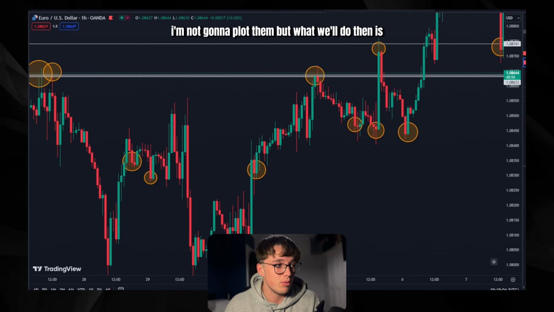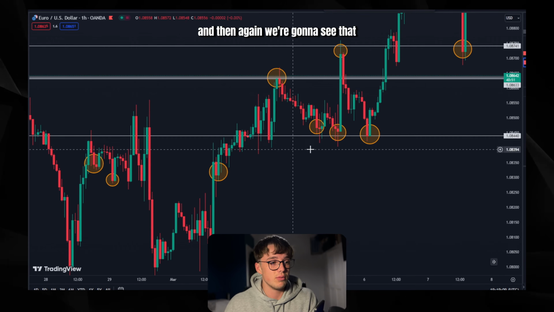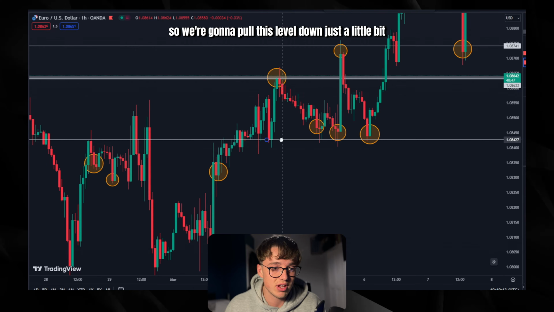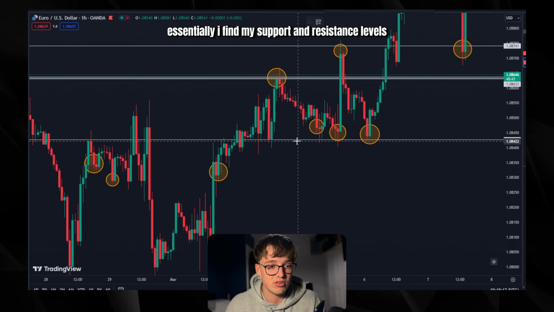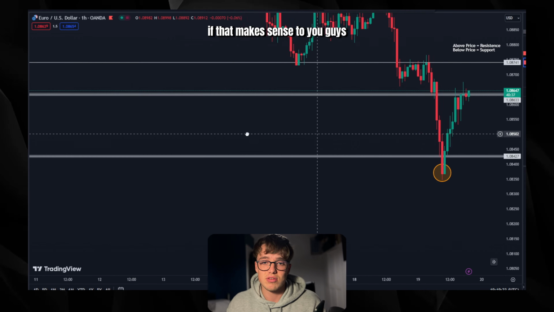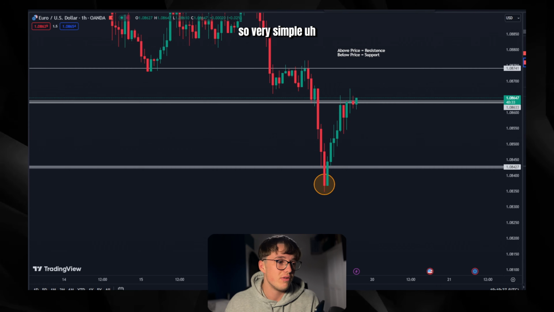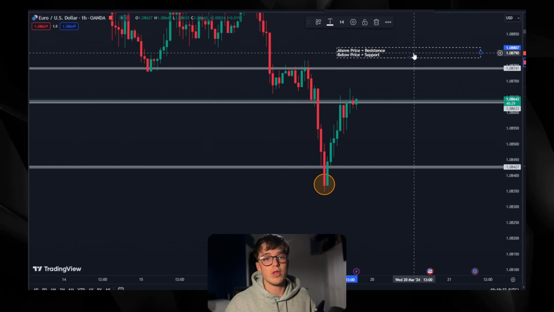I'm not going to plot them, but what we'll do then is we'll plot our line on this level here, and then again we're going to see that there are some rejection areas here just below the line. So we're going to pull this level down just a little bit, and there you go. That is how essentially I find my support and resistance levels. Hopefully that makes sense to you guys. Pretty easy to do. As you can see, we are coming back above this level now, so very simple. And hopefully you are going to be able to do that after this lesson.